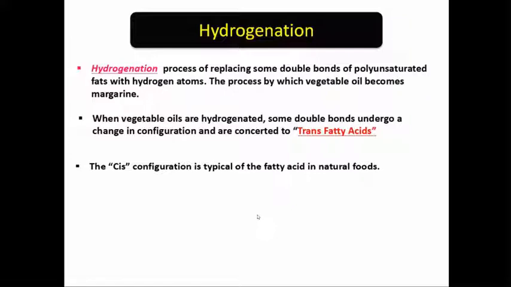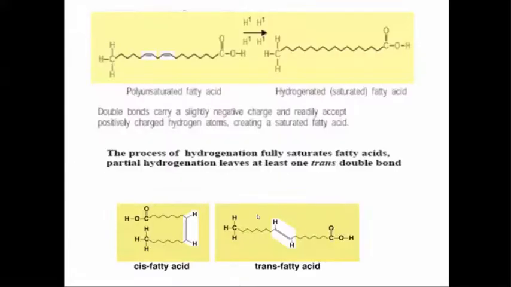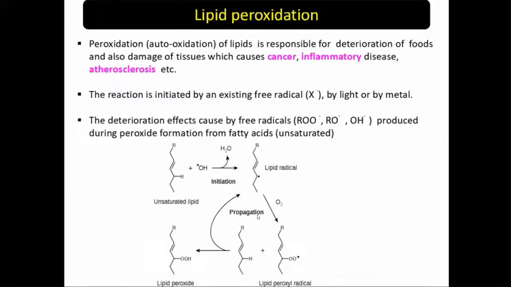Hence, trans fatty acids decrease HDL. At the same time, they increase what? LDL. Yes. Lipid peroxidation. As you know, lipids can undergo peroxidation if there is a high amount of free radicals in our body. These fatty acids can undergo peroxidation or auto-oxidation, and this enhances deterioration of foods, and also it damages our tissue. And finally, it will cause different diseases like cancer, atherosclerosis, and inflammatory disease.